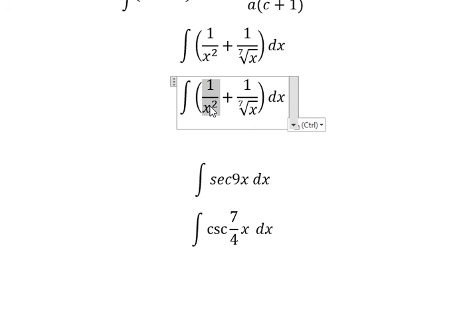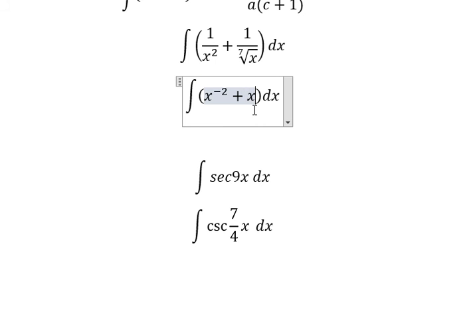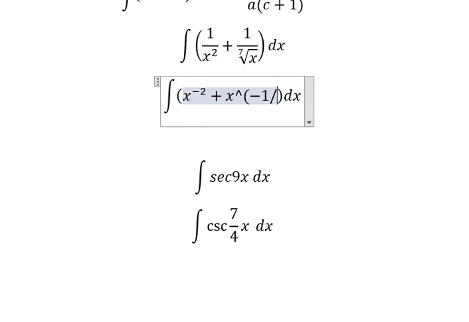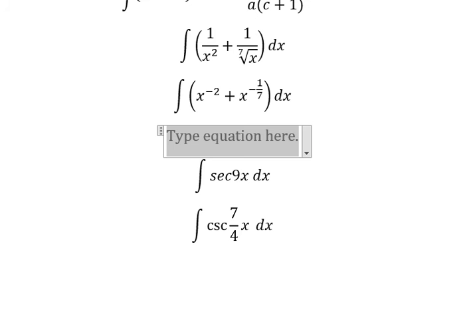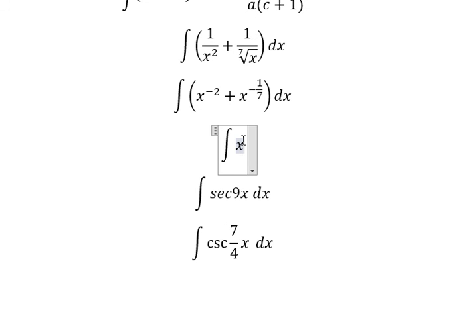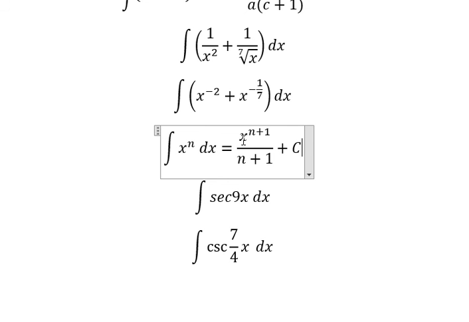About this one, we can write it as s to the power of negative 2. This one we can write as s to the power of negative 1 over 7. So we have the formula in here. The integration of s to the power of n ds, we have s to the power of n plus 1 over n plus 1, and we put c.